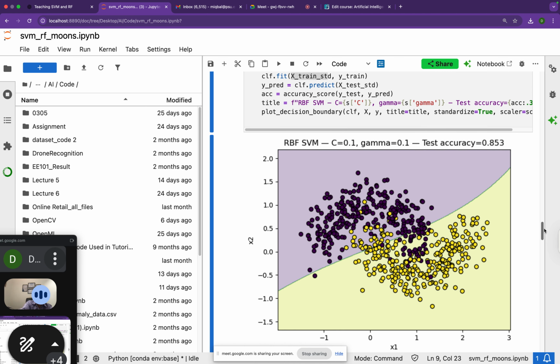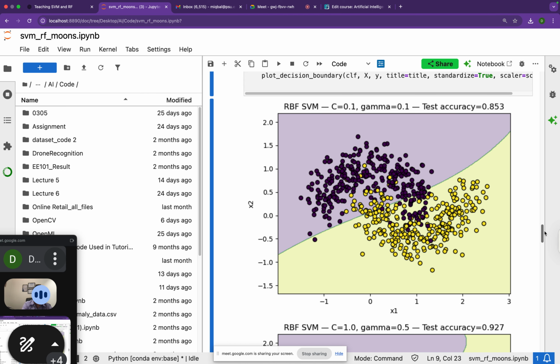The first graph is C 0.1, gamma 0.1. Remember about C: if you have a lower C, and this is a very low C, it's going to allow more margin errors, right? But gamma is very low, which means a smoother line. So this is more or less a smooth line, not very curvy, but the accuracy is 0.85.